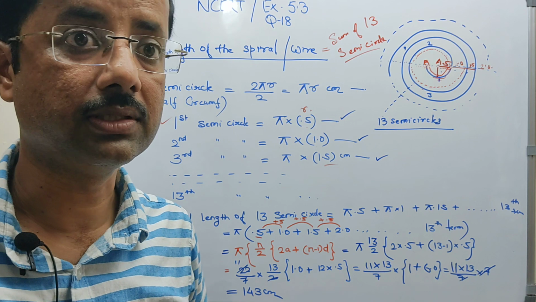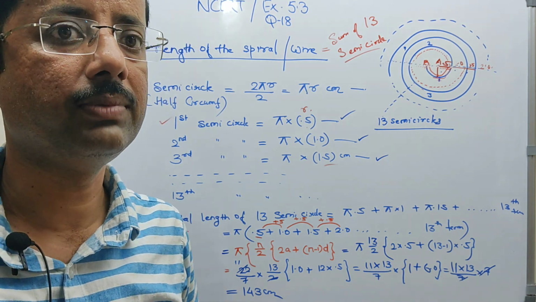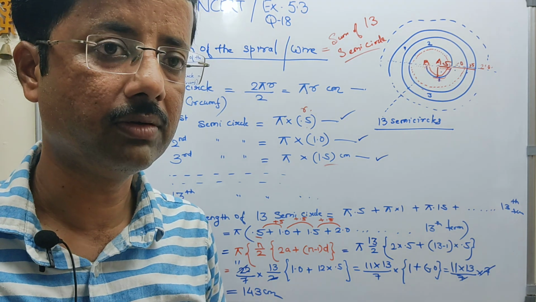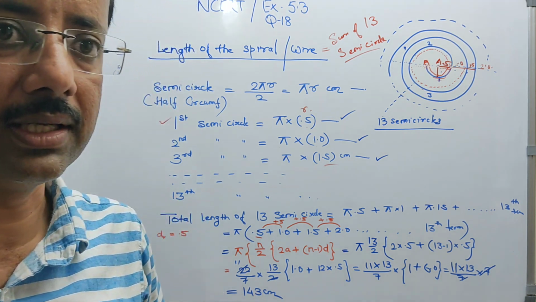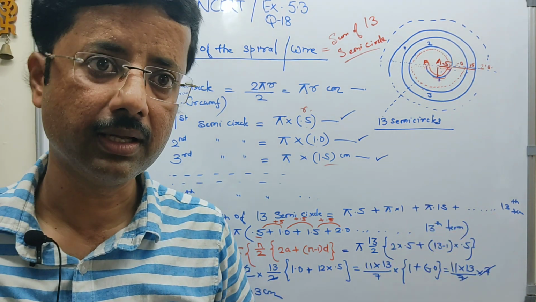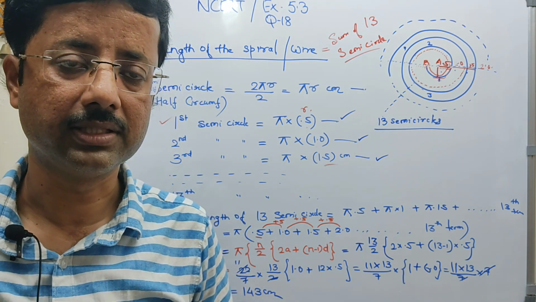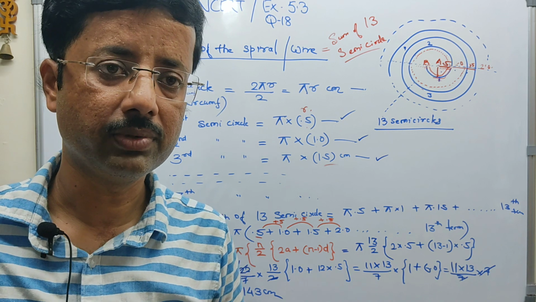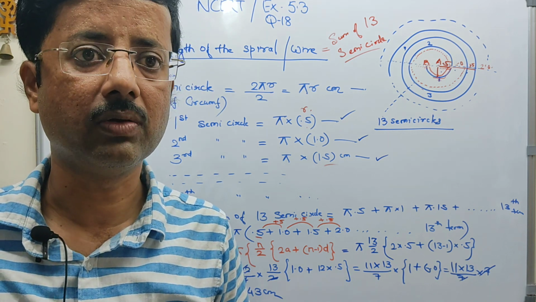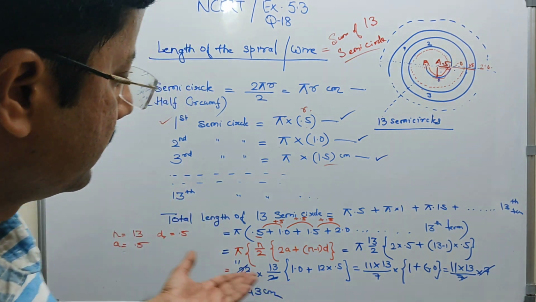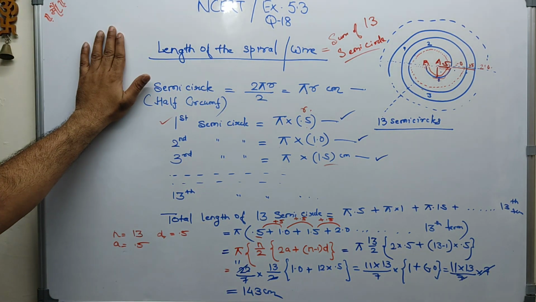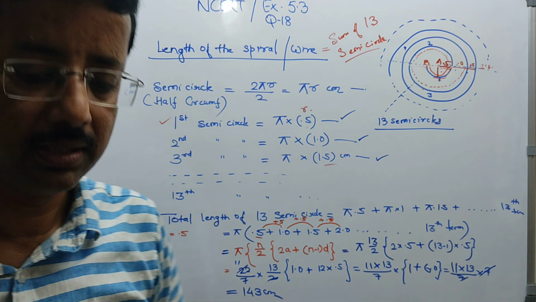Initially we thought the spiral was very complicated, but the length of the spiral means the sum of all the 13 semicircles formed here, and the radii of the semicircles are also given. So it's very simple: find the semicircle lengths, add them all, and you will get the length of the wire. Just go through it, and if you have any doubt, you can ask me.